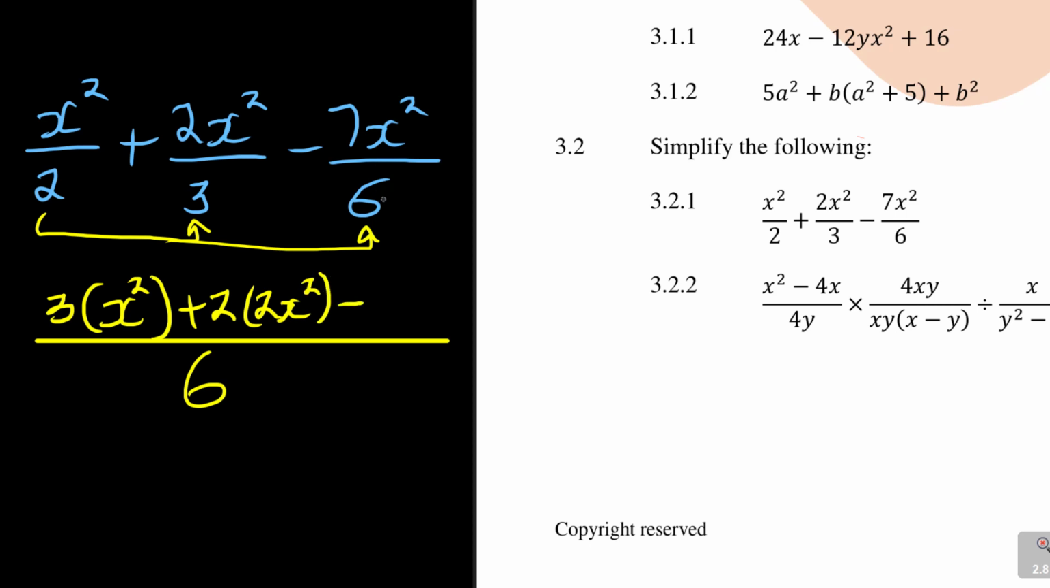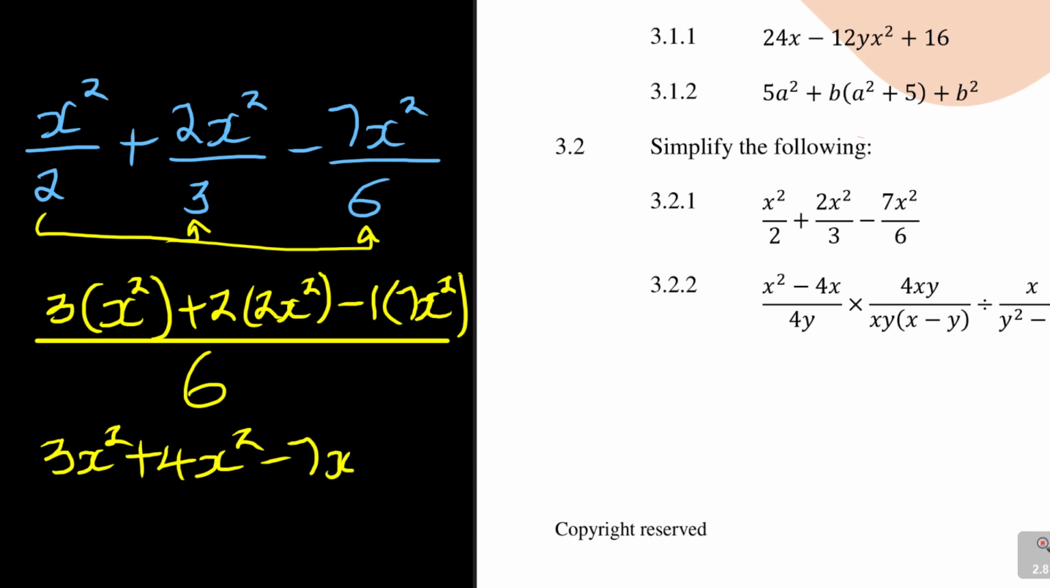Minus, how many times does 6 go into 6? Once. And then multiply by 7x squared. Then we just multiply that. 3 times that is simply 3x squared plus 4x squared minus 7x squared, all over 6. You always maintain that and then continue.